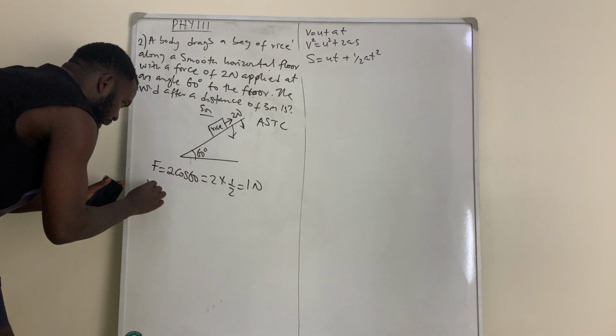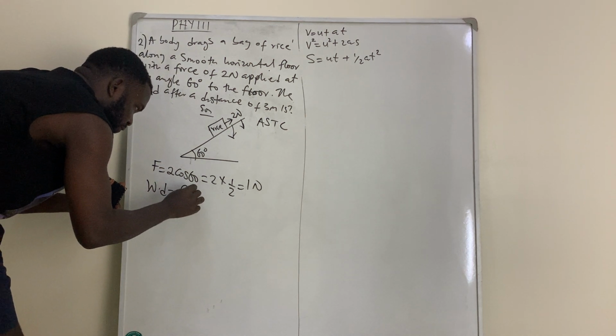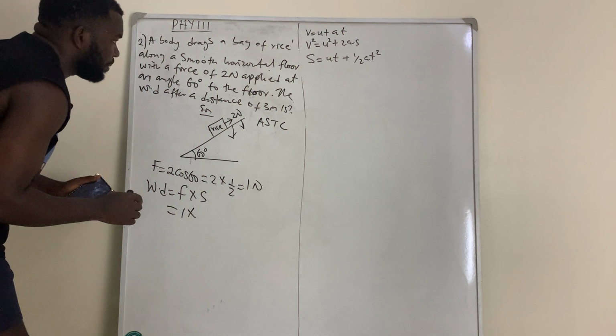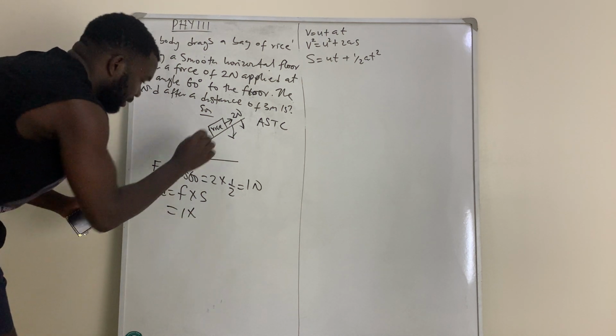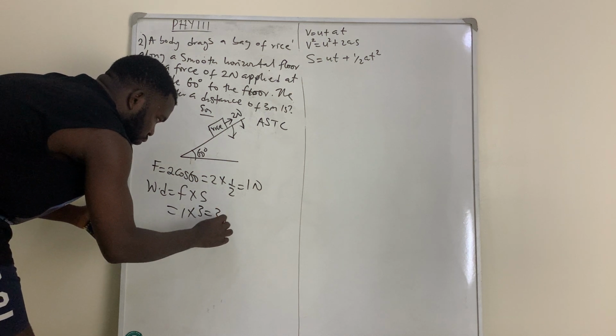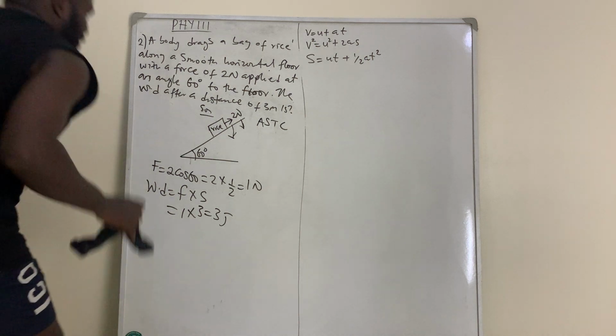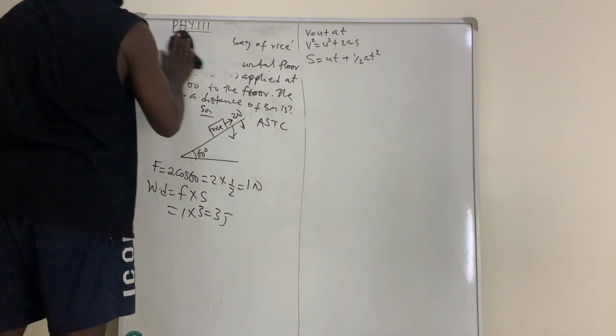So therefore, my work done is equal to force times distance, which is 1 times the distance, 3. So which will give you 3 joules. Very, very simple. So we move to the next question, question number 3.